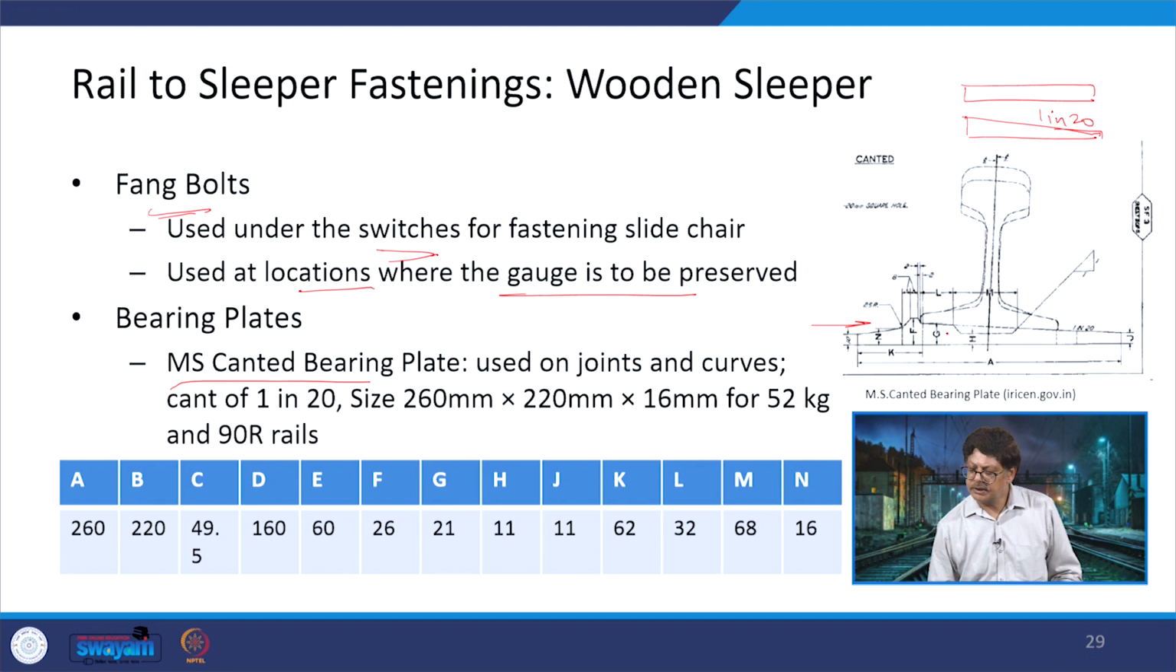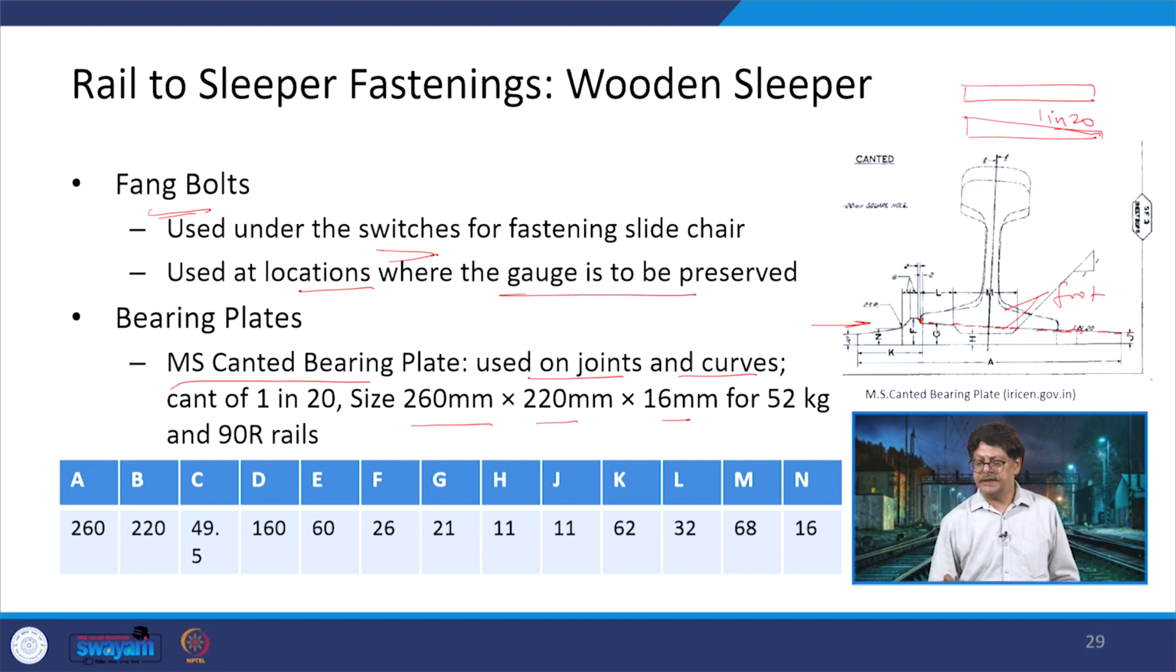Here you can see that the slope has been given. This is a 1 in 20 slope, and on that slope the rail is seated. The foot of the rail is seated at the top of it so that it does not move this way or that way. There is a projection provided here, and it also has to be kept in location. It is used in the joints and the curves. A cant of 1 in 20 is provided. The size is 260 by 220 by 16 for 52 kg as well as for 90 R rail section.